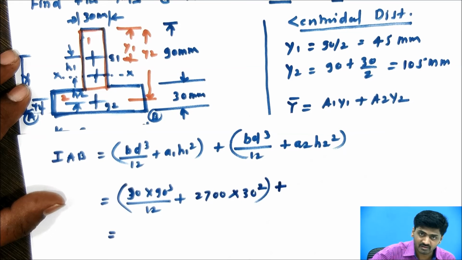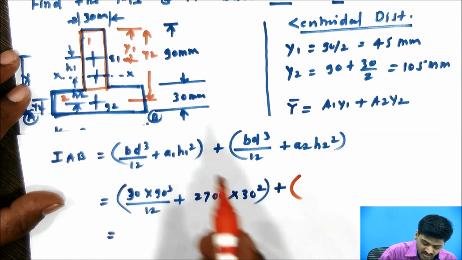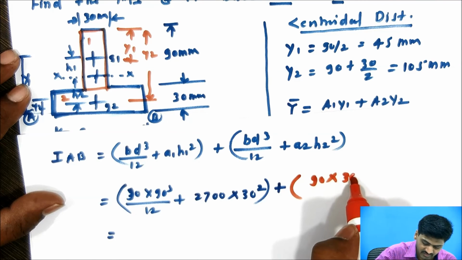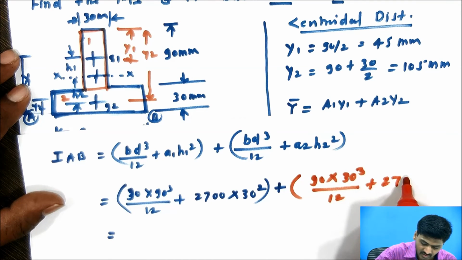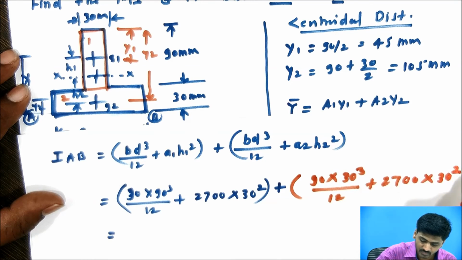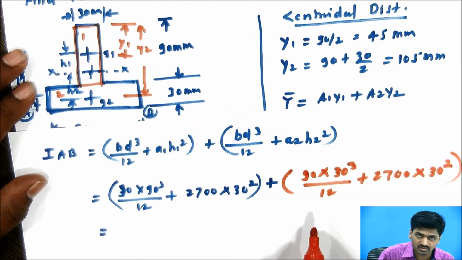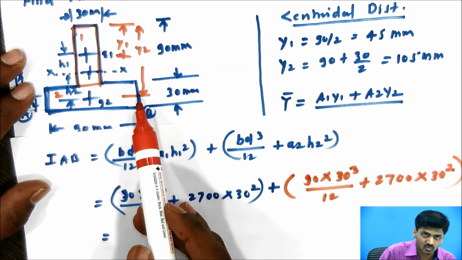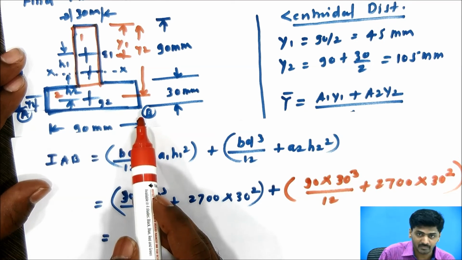Plus now I am considering here second portion. This is the B is 90, depth this is 30 cube divided by 12 plus area of second figure 2700 into 30 square. So by addition of these two, after calculation, you will get the moment of inertia of a T section that is along with the base, that is AB.